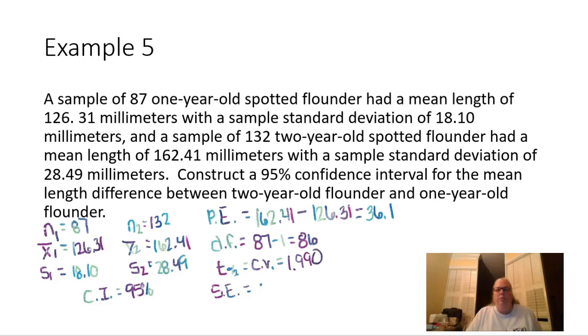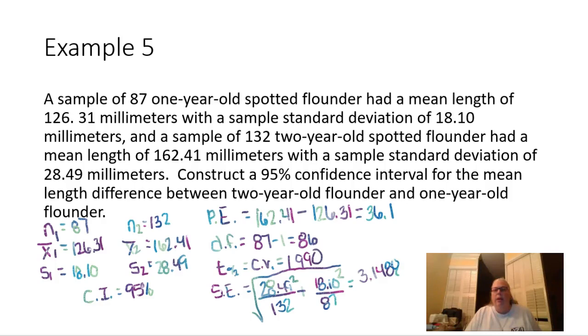Okay, so that's going to be 28.49 squared divided by its sample size plus 18.10 squared divided by its sample size, and we're going to square root that. All right, let's put this in the calculator and see what we get. And this is giving me 3.1488. Now I'm running out of room down here, so I'm going to start working up here.